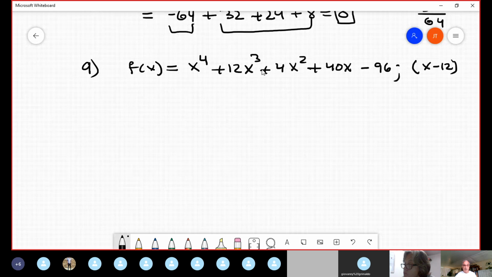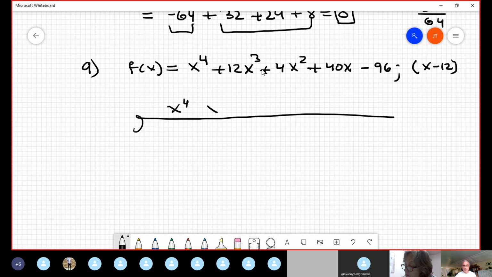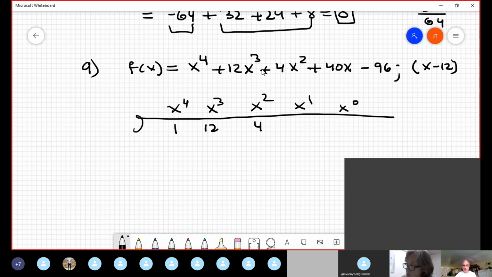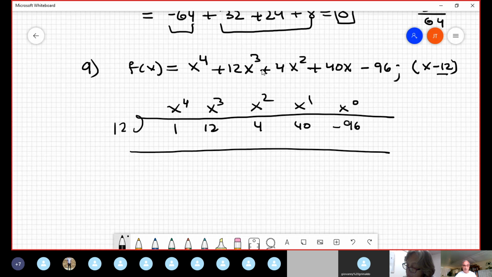Okay, so I am doing synthetic division. X to the 4, x to the cubic, x to the 2nd, x to the 1, x to the 0. The coefficients are 1, 12, 4, 40, negative 96. And the factor here is 12. 12 positive, no? Opposite sign. It's negative in the factor, is positive in the back.